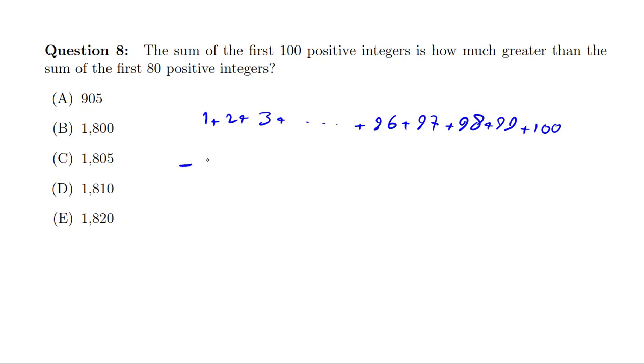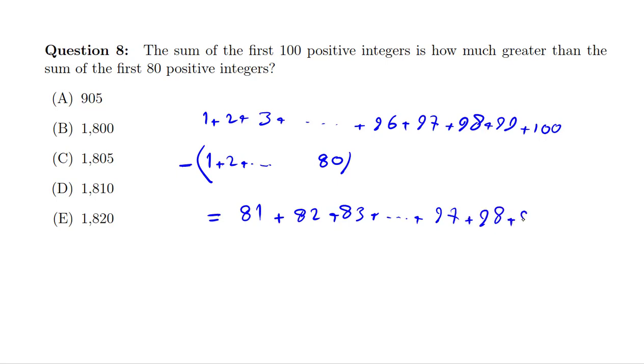So we should subtract it from the summation of 1 plus 2, up to 80. If we do this subtraction, easily we can say that the question is asking us 81 plus 82 plus 83 up to 97 plus 98 plus 99 plus 100. I'm writing in detail for those of you who don't know the answer. The silliest way is to use a calculator to sum all of these 20 numbers together.